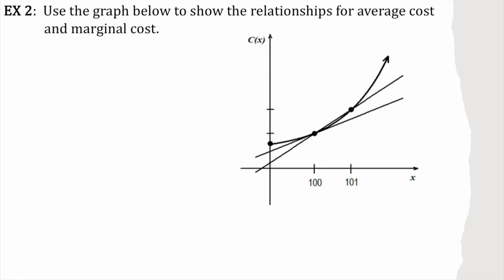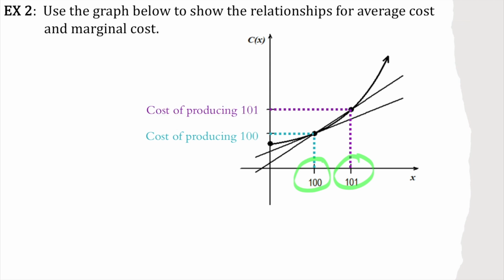This is a graphical representation for average cost and marginal cost. So we're working between the 100th something produced and the 101st something produced. So at 100, the Y value is the cost of producing 100 widgets or whatever. If you produce 101 widgets or whatever, then the cost goes up. So this purple box here is the cost of producing one more widget.